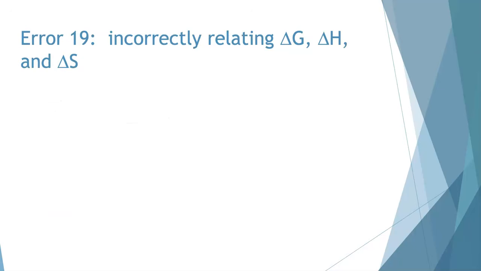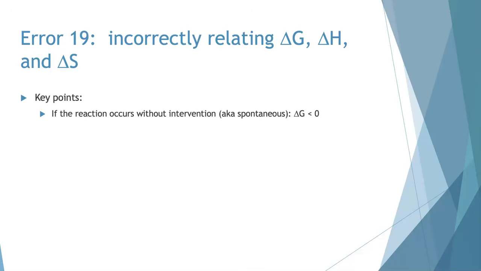Next error I want to talk about is incorrectly relating Gibbs free energy, delta H of reaction, and the entropy change of a reaction. Key points to keep in mind. If the reaction occurs on its own without any intervention, like you mix the two things together and that reaction happens, that's a spontaneous reaction, thermodynamically favorable. We know that delta G is a negative value. If the reaction is exothermic, we just reviewed this, delta H is negative, and that's favorable. That makes a reaction more likely to occur.